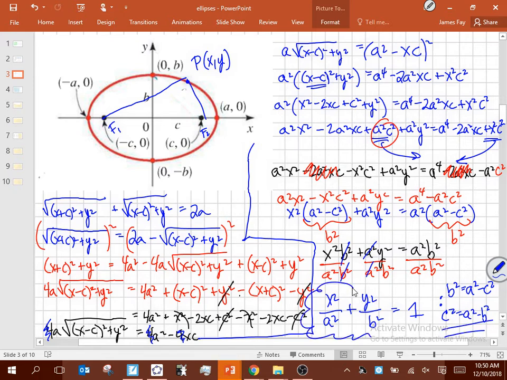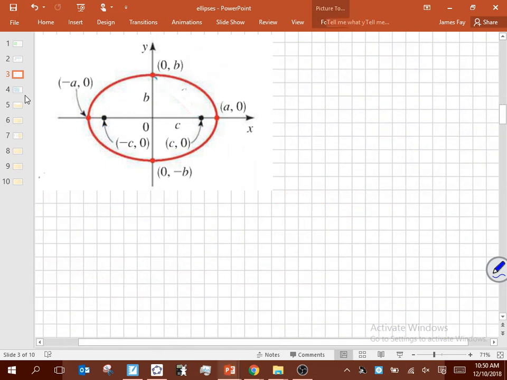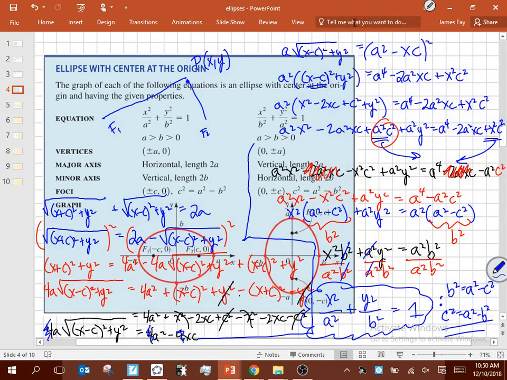But this is the general equation for any ellipse. I know that's messy, it was time consuming, but I want you to see that there is a reason for these formulas. Now just some general procedure here.